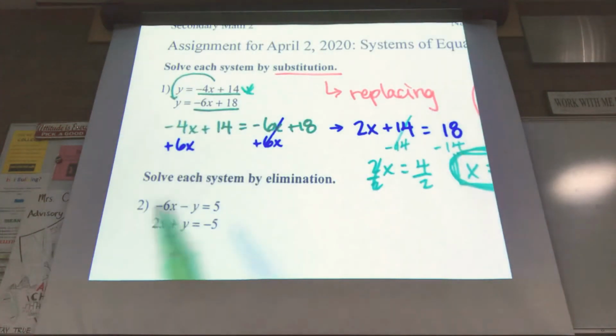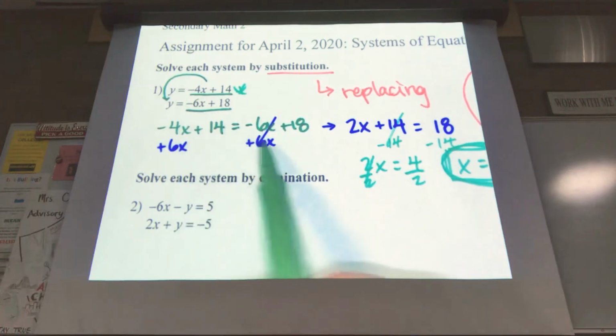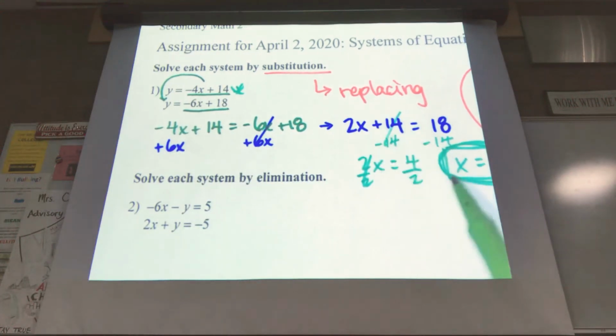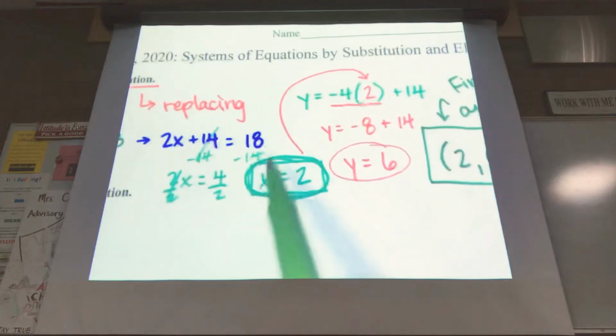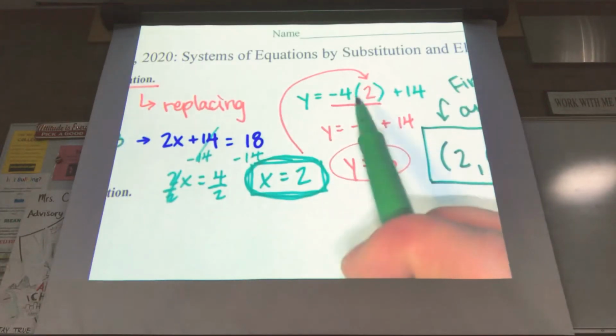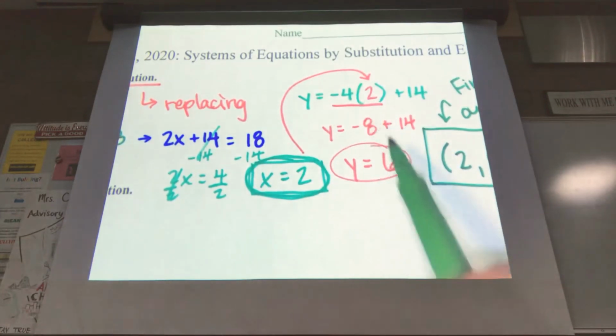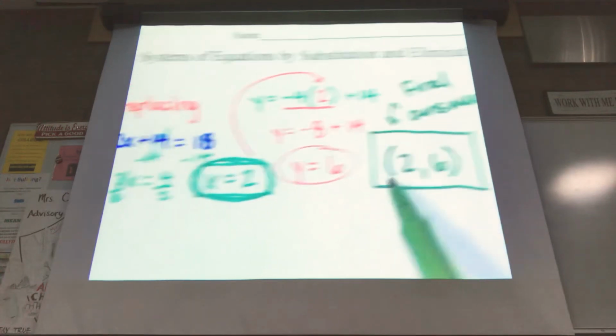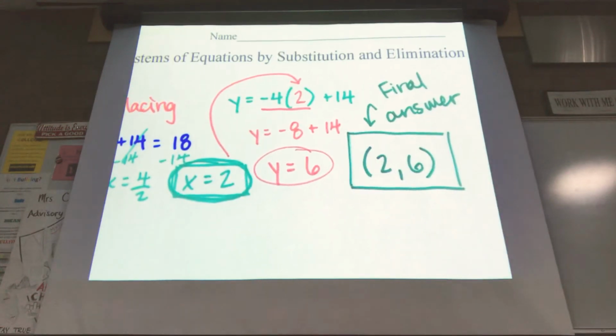Beautiful. Okay, so just to go over that again, substitution: we set them equal to each other, had to move the x's so they were all on one side so we could solve. Then I plugged in, or substituted again, what we found for x in order to find y. That gave us our final coordinate point. Okay, awesome. So that's substitution. Now let's talk about elimination.